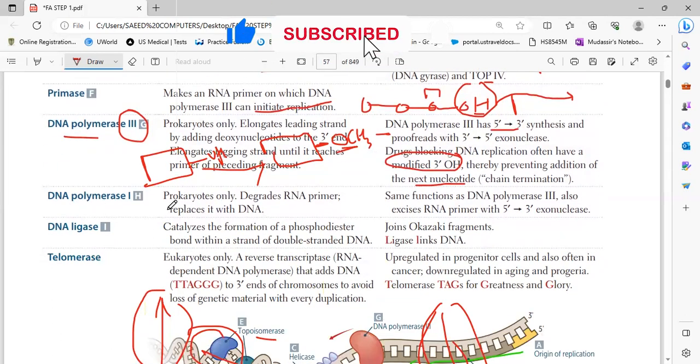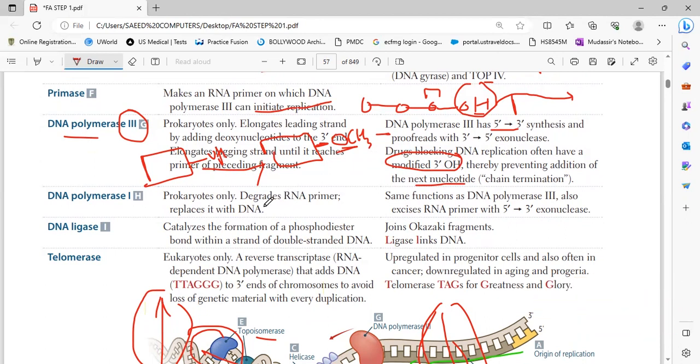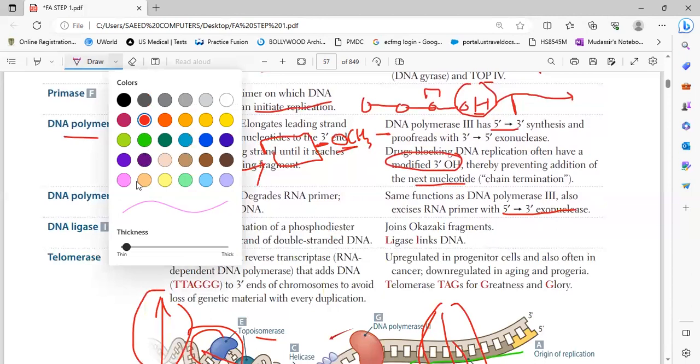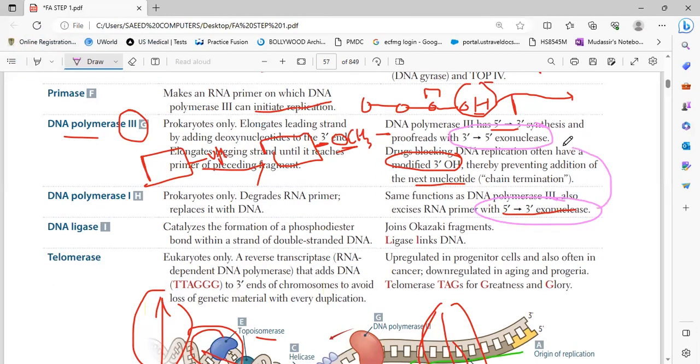DNA polymerase 1 is present in prokaryotes. It degrades the RNA primer and replaces it with DNA. We have discussed that the RNA primer is used for initiation of DNA replication. When the replication has started, you don't need the RNA primer, so you will remove that RNA and replace it with DNA. Same function as that, it also excises the RNA primer with 5 to 3 exonuclease. Here see the difference, see the MCQ, the important point. DNA polymerase 1 has 5 to 3 exonuclease activity, DNA polymerase 3 has 3 to 5 exonuclease activity. See the difference, don't confuse.